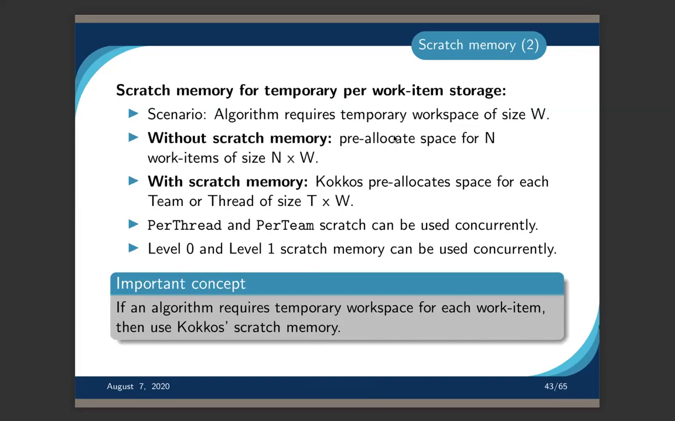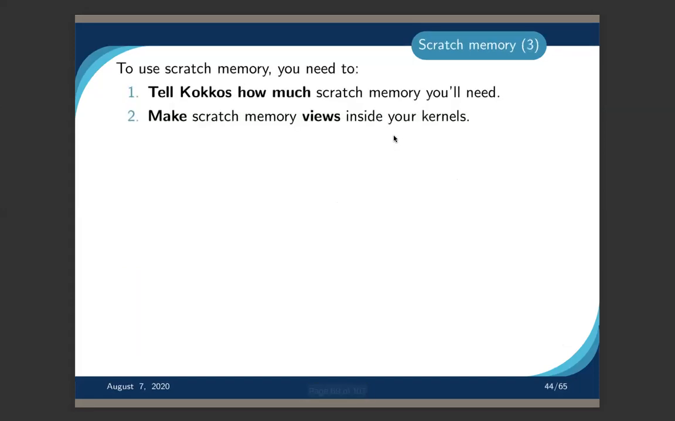But the point here is, if an algorithm requires temporary workspace for each work item, it is almost always better to use Kokkos scratch memory for that than other solutions. That's actually not true for caching. Sometimes the hardware caching actually does a perfect job and you don't need the manual caching strategy. But if you need temporary work storage, then scratch memory is almost always the best way to go.